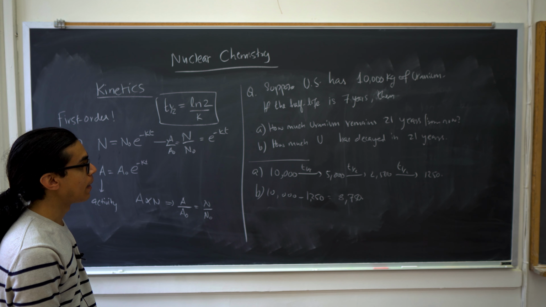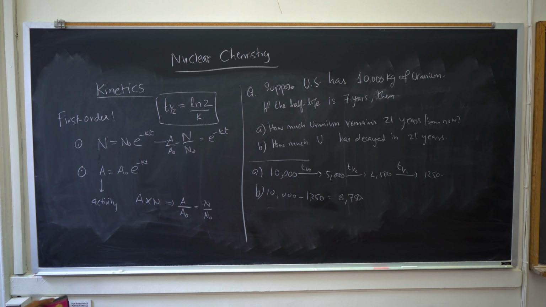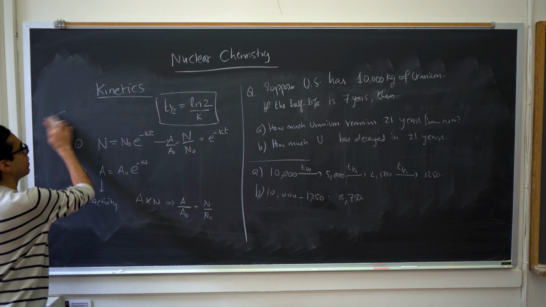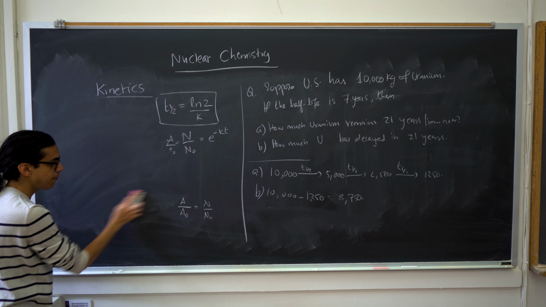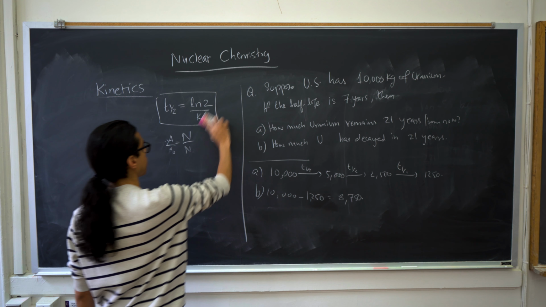8,750. Great. Yes, now to answer your question, what if you don't have convenient values like this, then you just use these equations. And for good measure, let's do a question with activity because it's the same as if it was N.